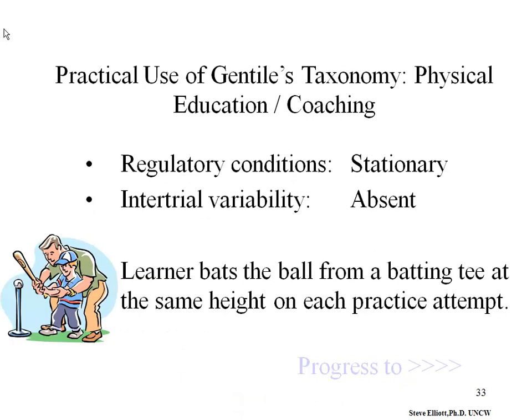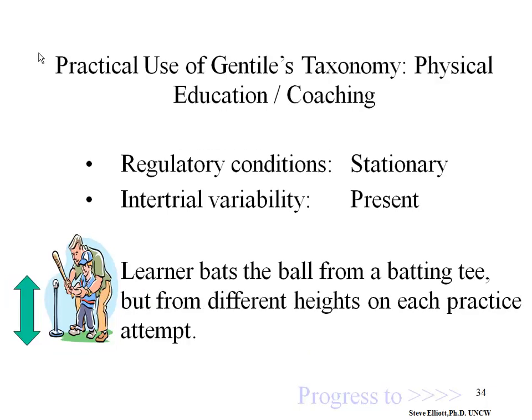For example, in this situation where we're helping a learner hit a baseball thrown at them, we might start off our progression by having them bat a ball off a batting tee at the same height on each practice attempt. And here our regulatory conditions are stationary and we have an absence of intertrial variability. They're doing the same thing each time and the ball's not moving. That fits into Gentile's taxonomy. And then we can progress along the taxonomy.